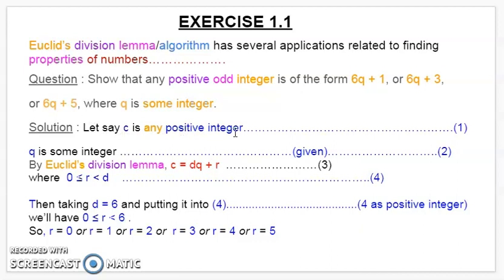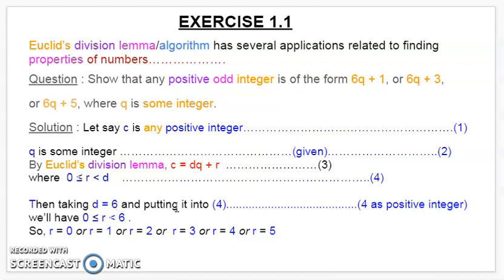So let's say c is any positive integer, odd, we will find here odd. So c is any positive integer, and q is some integer which is given. This we have taken. So by Euclid's division lemma, c equals dq plus r, which is an already proved statement, where 0 is less than or equal to the remainder and the remainder is smaller than the divisor. Then taking d equals 6 and putting it into equation 4. What we can always remember is that d should be the one which is with the q. So 6 we are going to take as d.